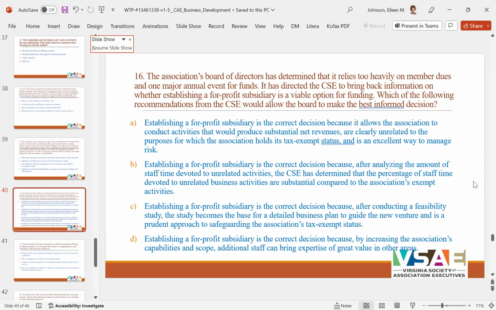B, establishing a for-profit subsidiary is the correct decision because after analyzing the amount of staff time devoted to unrelated activities, the CSE has determined that the percentage of staff time devoted to unrelated business activities is substantial compared to the association's exempt activities. C, establishing a for-profit subsidiary is the correct decision because after conducting a feasibility study, the study becomes the base for a detailed business plan to guide the new venture and is a prudent approach to safeguarding the association's tax-exempt status. Or D, establishing a for-profit subsidiary is the correct decision because by increasing the association's capabilities and scope, additional staff can bring expertise of great value in other areas.